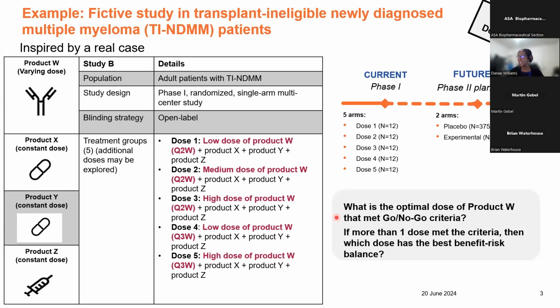So the questions we had at that time were, what is the optimal dose of product W that met that go, no go criteria? And if there were more than one dose that met the criteria, then which dose had the best benefit risk balance?